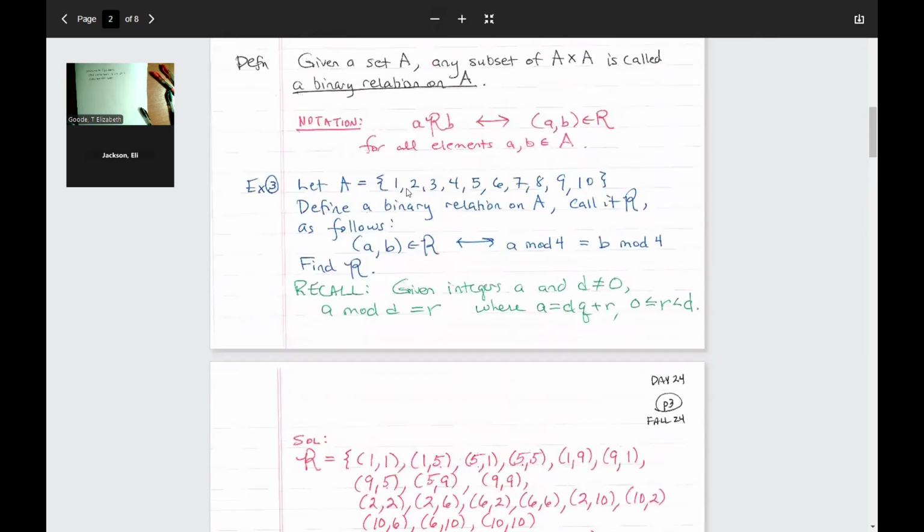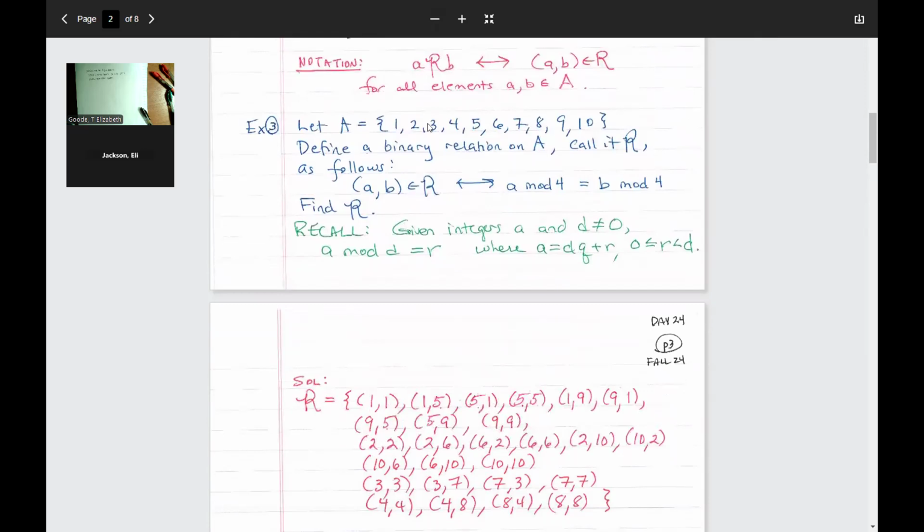See, if you look up here, 1 and 5 and 9, they were all related because you can get from 1 to 5 to 9 by jumps of size 4. 4 divides the difference between 1 and 5. That difference is 4. 4 divides the difference between 1 and 9 because that distance is 8. 4 divides the distance between 5 and 9 because that distance is 4. 4 divides the distance between 5 and itself because that distance is 0, and 4 divides 0.